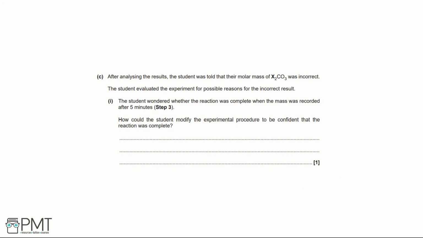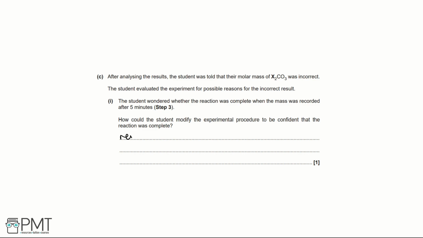Part C. After analysing the results, the student was told that their molar mass of X2CO3 was incorrect. The student evaluated the experiment for possible reasons for their incorrect result. Part 1. The student wondered whether the reaction was complete when the mass was recorded after 5 minutes. Step 3. How could the student modify the experimental procedure to be confident that the reaction was complete?